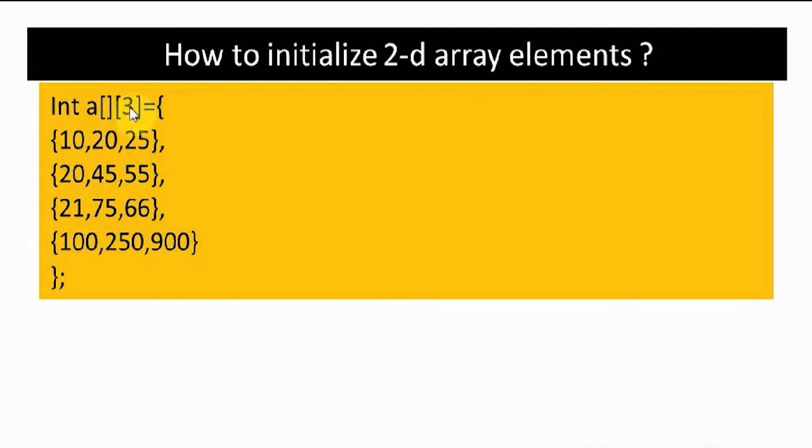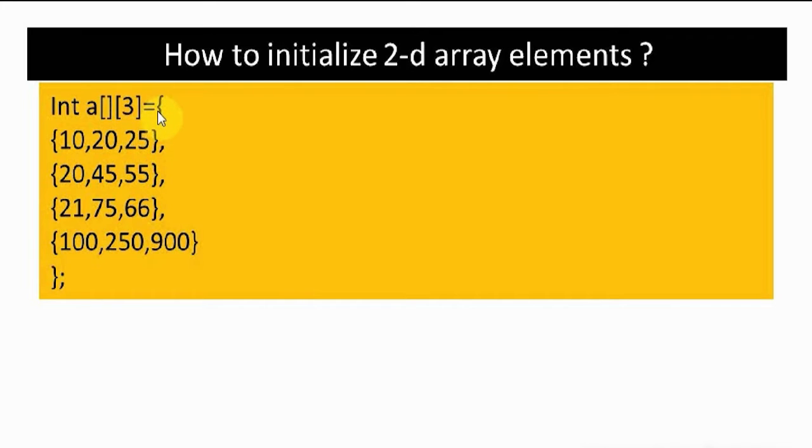we know, there are two sizes in case of 2D arrays. One is called row size, second is called column size. Giving the column size is mandatory. We cannot leave it. Of course, we can leave the row size if we want to.